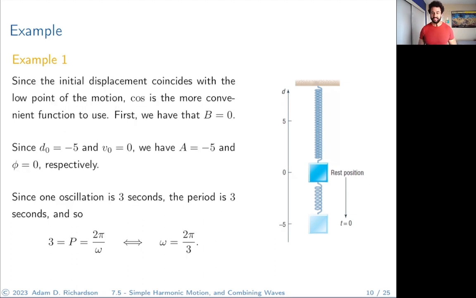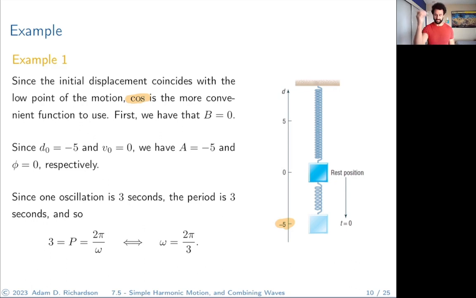Okay, so here's how we're going to start. The initial displacement coincides with the low point of the motion. So basically, you pulled the weight down to the bottom, and that's what you're going to call the initial displacement. So the initial displacement is -5. And because the initial displacement is occurring at one of the extrema of this motion, the minimum or the max, in this case the minimum, cosine is the more convenient function to use. The reason is that, remember, when t is 0, cosine is already at its peak.